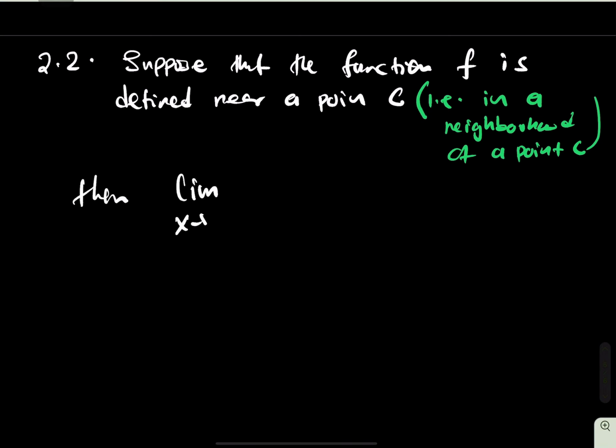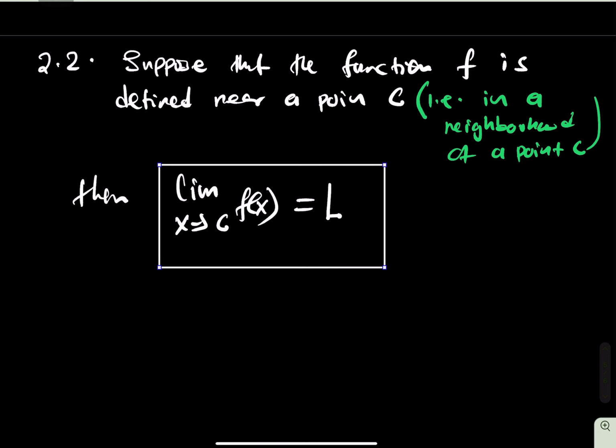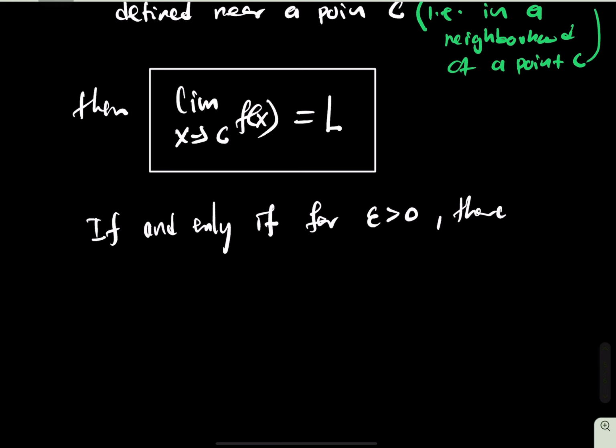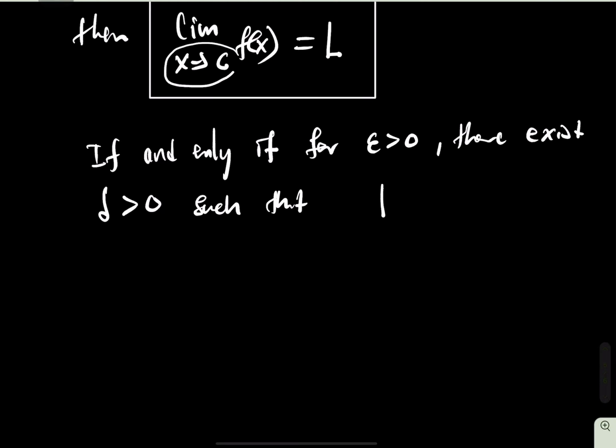Then the limit as x goes to that point C of the function f at x equaling L. Let me say this is going to be true if and only if, you must write if and only if, for every epsilon bigger than 0, there exists a delta bigger than 0, such that the distance between these two numbers, that is x and c, so it's primarily positive, hence we are using the modulus, that is going to be bigger than 0, but it's going to be less than the delta there.